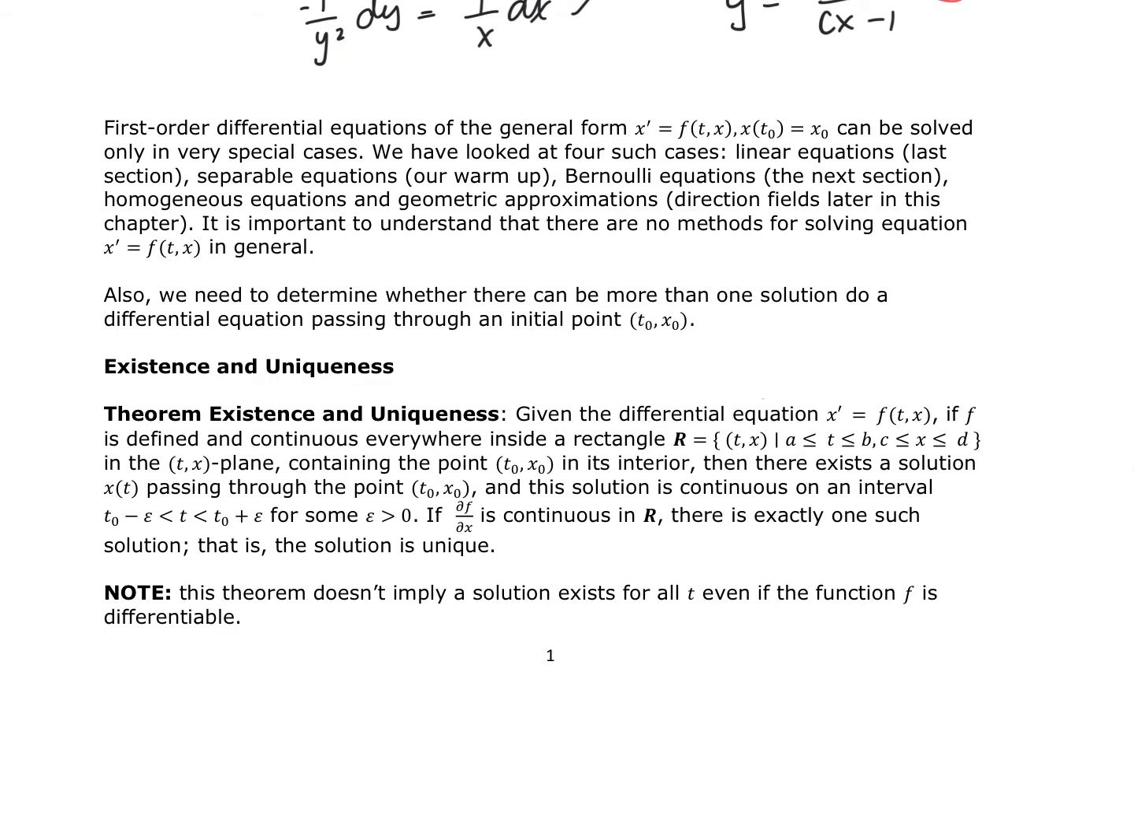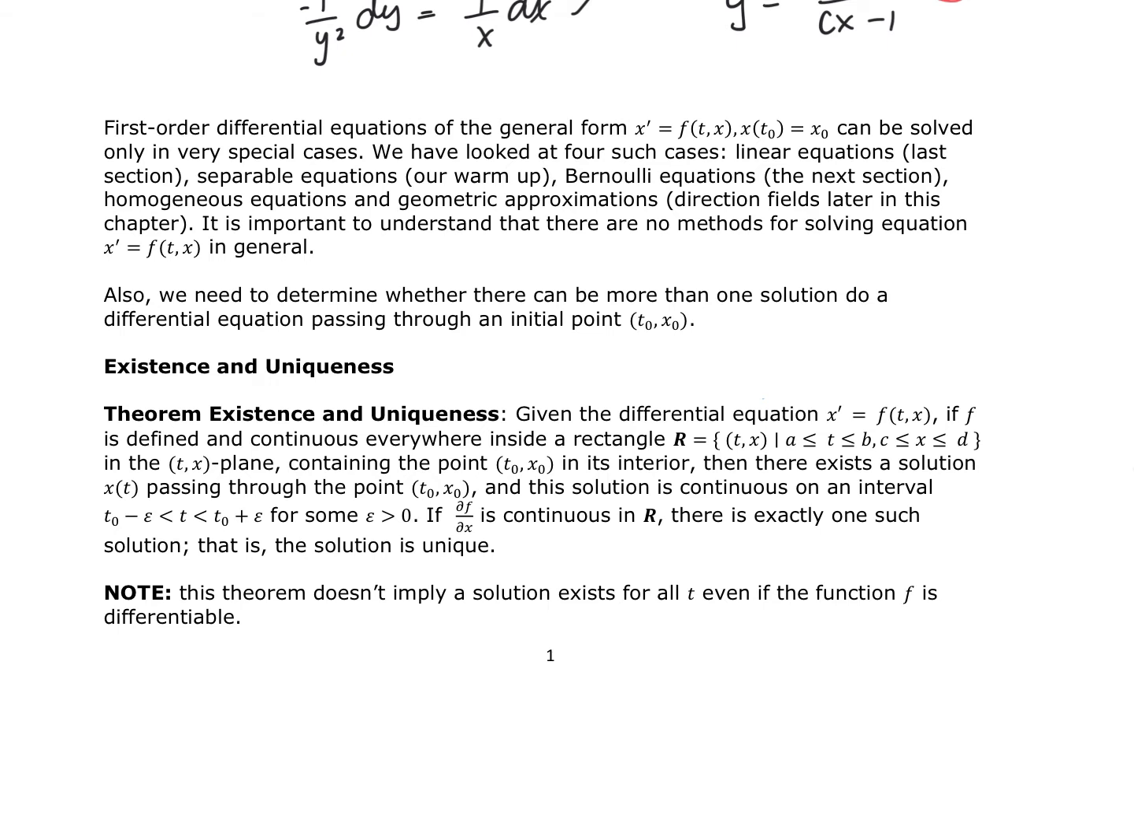We're going to start with the theorem of existence and uniqueness. So if we have some differential equation, and again, I'm using x primes, but you can use y primes and just use x and y instead of t and x. If the function is defined and continuous everywhere inside some given rectangle where I have values for my t and values for my x in the tx plane, and it contains some initial point t naught, x naught, as an interior point. So in other words, I'm not looking at the edges of this rectangle. I'm looking only inside this rectangle.